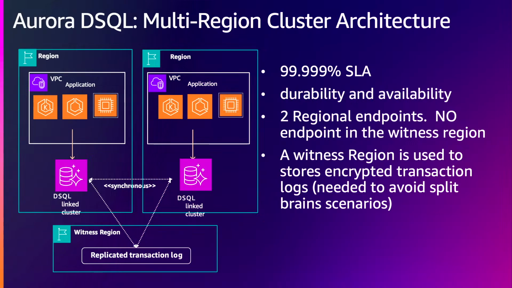I asked specifically this question. So if I lose the connectivity to both regions, the witness and the second region, what's going to happen? That will stop because you lost the availability of the quorum.